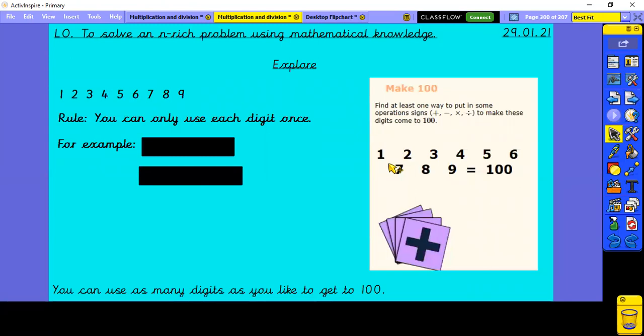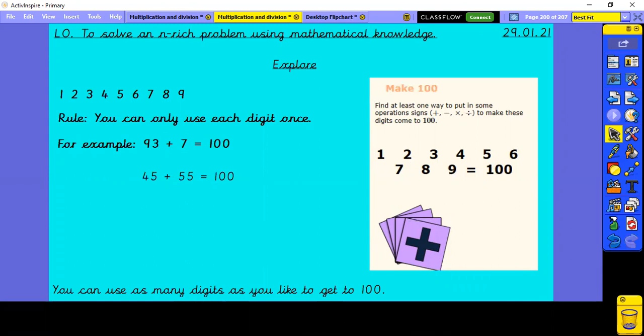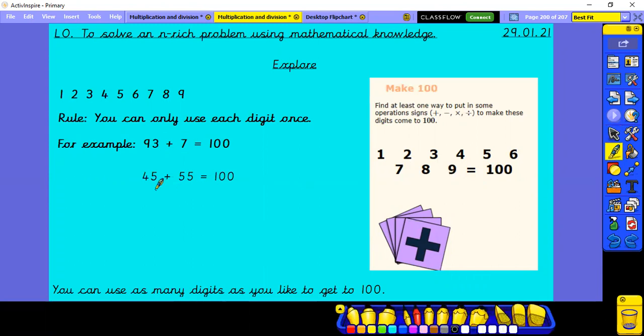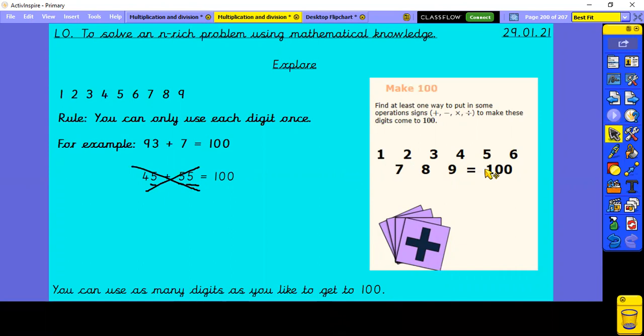So your only rule to this problem is you can only use each of the digits 1 to 9 once. For example, if I was doing addition, I could do 93 add 7 because it would equal 100, and I've only used 9, 3 and 7 once. An example of something you couldn't do if you were doing addition is 45 add 55, because we have 3 5s and we can only use them once. So you cannot repeat any of the digits from 1 to 9. So that is the rule of the game.